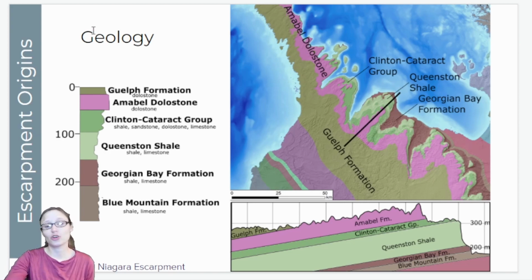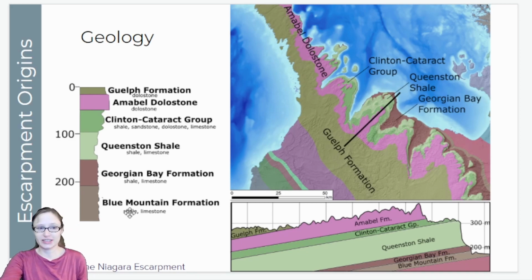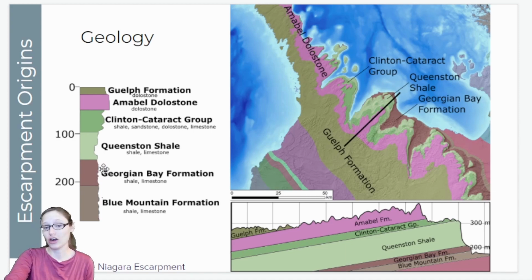And actually, the Guelph Formation above it is also dolostone, it's also fairly resistant, but the Amabel Formation is directly above quite a thick sequence of various formations that are somewhat more recessive. And on this little column that we have, the stratigraphic column on the left-hand side, the thickness of the column is attempting to indicate how strong those rocks really are.